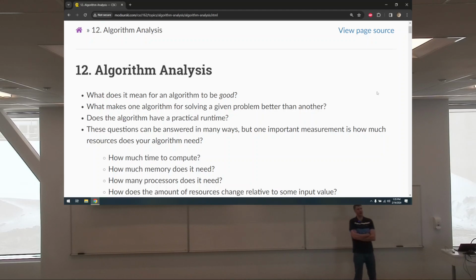But we could also talk about how much space your algorithm requires. We could also talk about the number of processors your algorithms require. You might have an algorithm that can run really fast, but it requires like 10 million processors. And you'll notice that as we go through this, all of these things, these resources, tend to be at odds with one another.